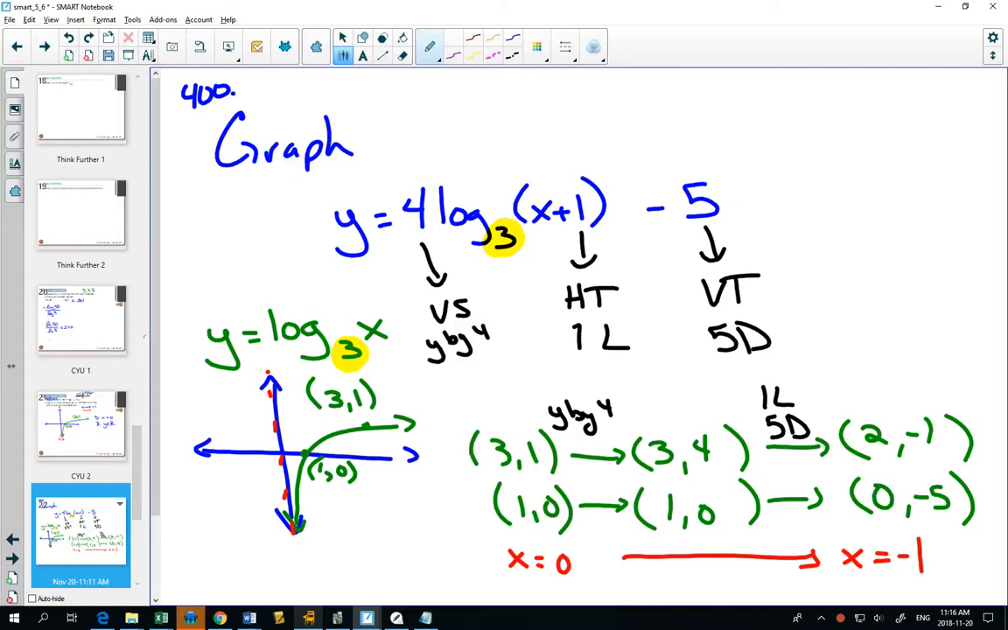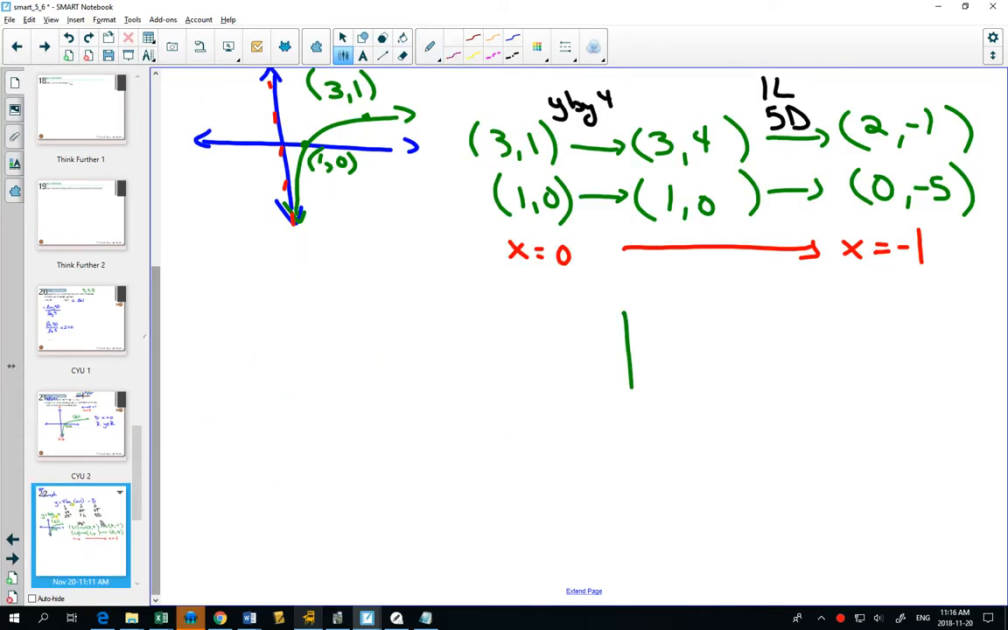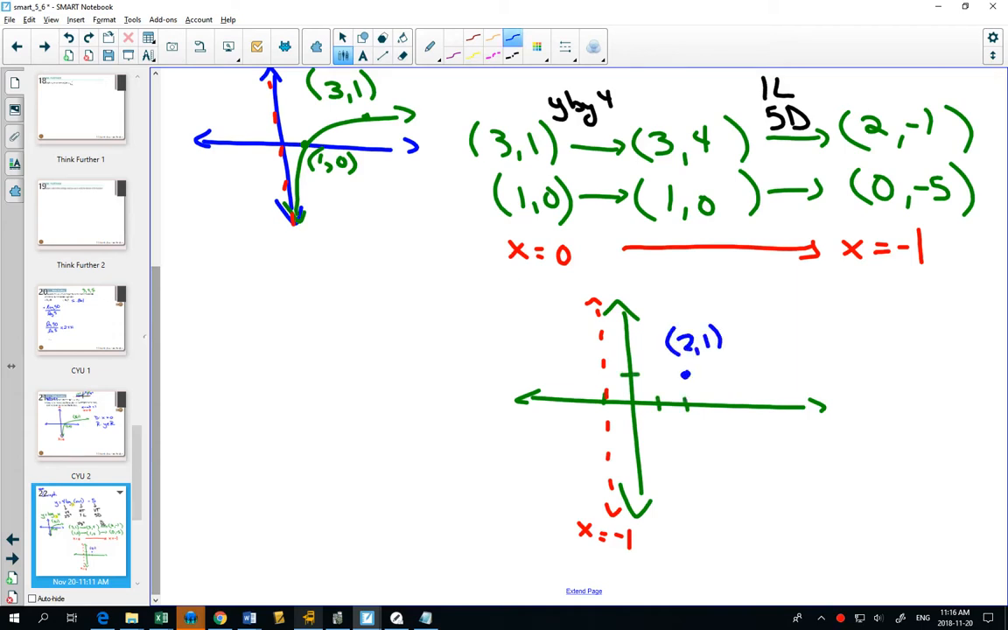And so now that we've got our new points and our new asymptote, we have enough information to sketch our graph. So I can start by labeling my asymptote at x equals -1. I have the point 2 comma 1. And I have the point 2 comma -1 and 0.